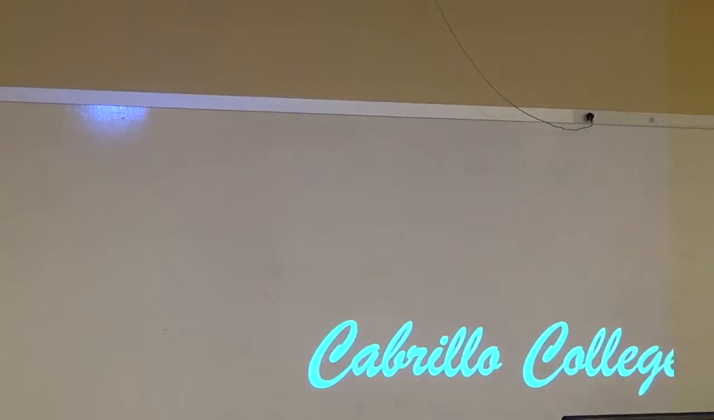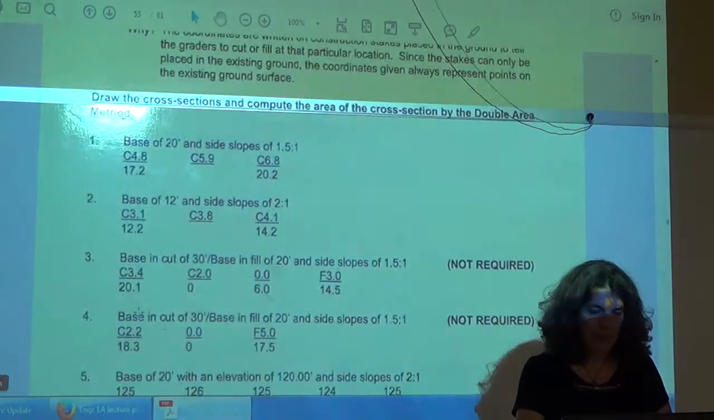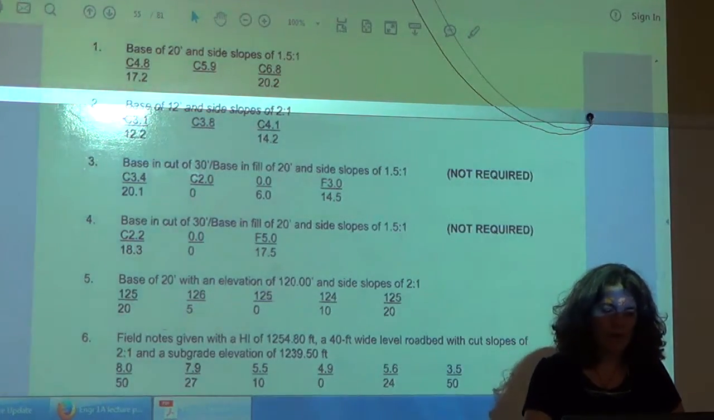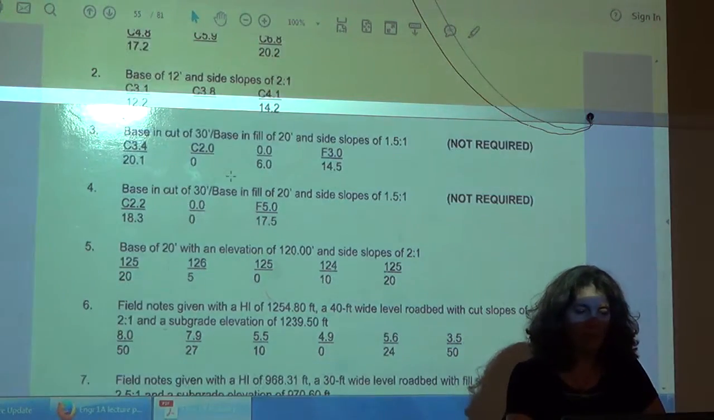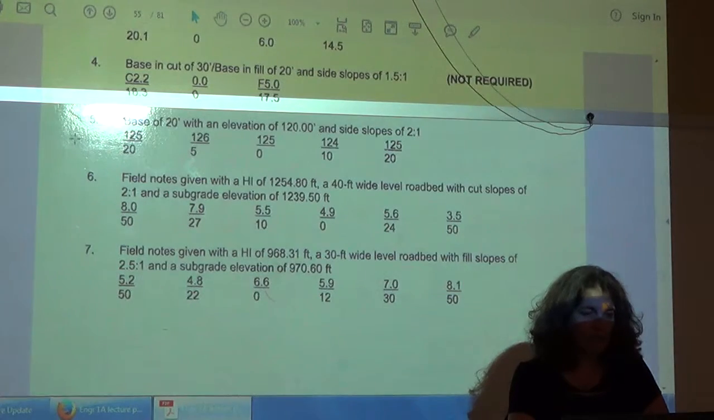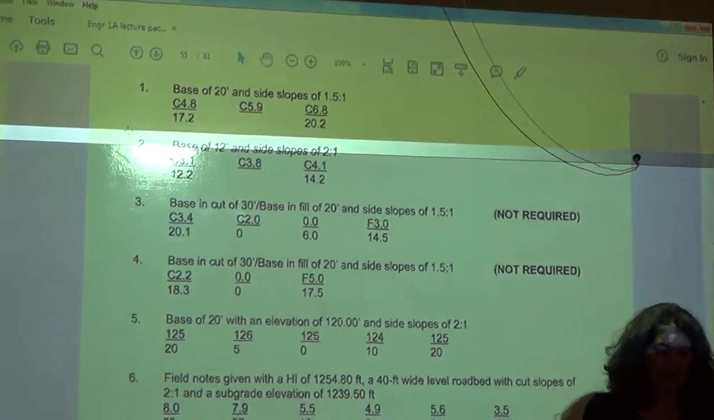Okay. Let's look at another one. See 3 and 4, I'll give you the answers to 3 and 4. Part of it is cut and part of it is fill. You don't have to do it. Let's look at 5 now. Wait, first, look at 1 to 4.